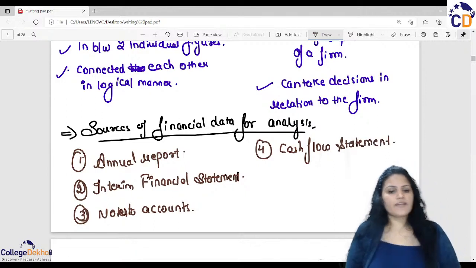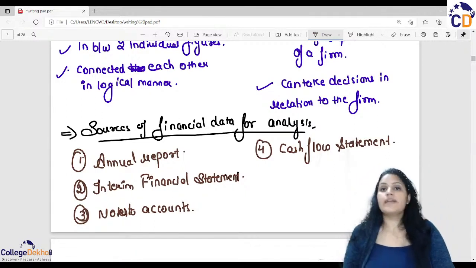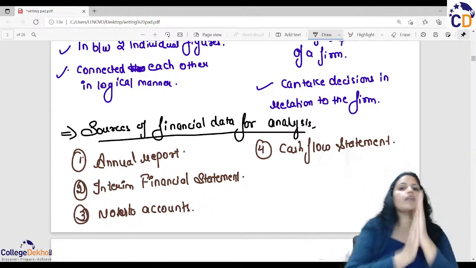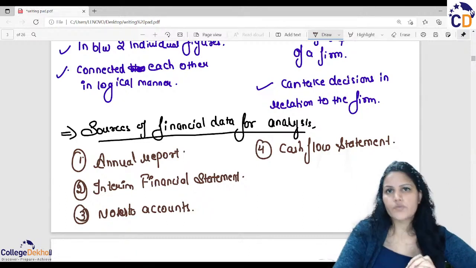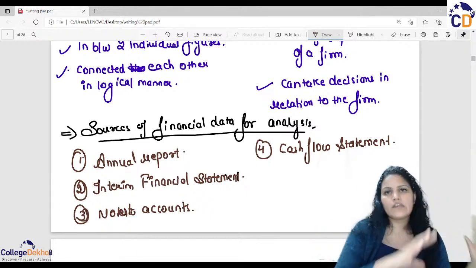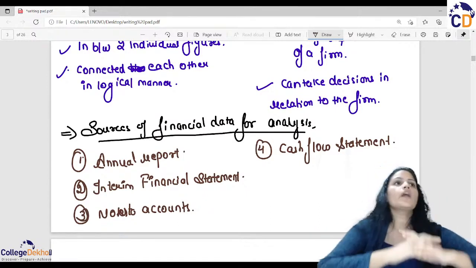So today's topic is significance of ratio analysis, and I'm going to explain it in Hindi within a second. Why do we need ratios? Whatever I explained in the last 20 minutes in English, I'm going to explain that in Hindi too.